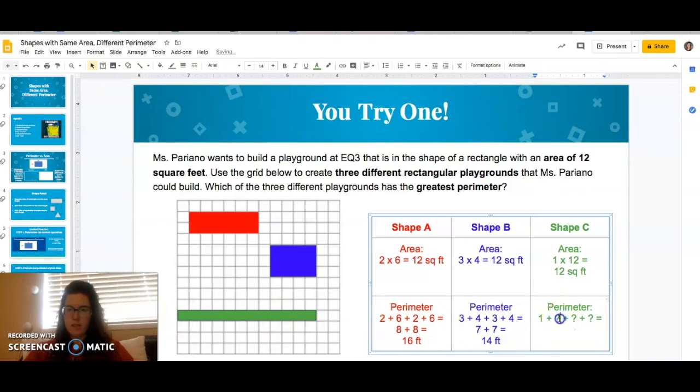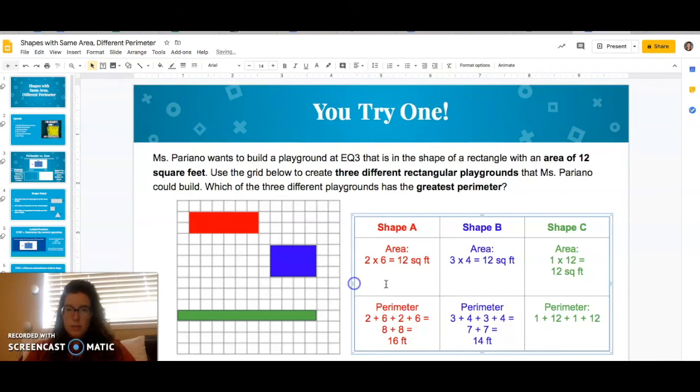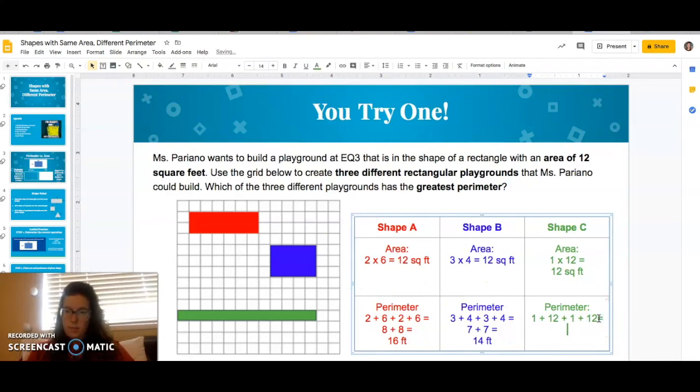There we go. And now, same thing here, add it up. 1 for this side, plus 12 on top, plus 1 on the side, plus 12 on top. Oops, sorry, that's on the bottom. And what do I get? Let's see. Make this a little bit wider. There we go. 1 plus 12 is 13, plus 13 equals 26 feet.